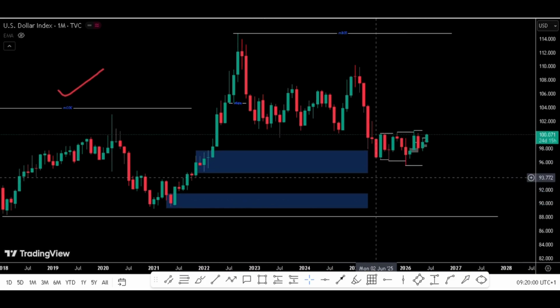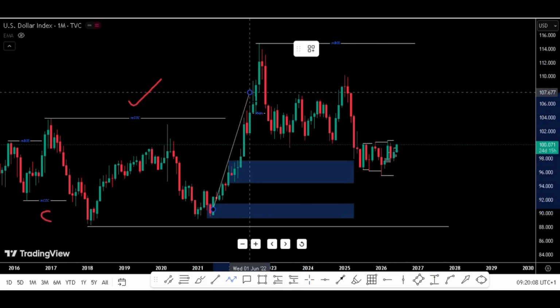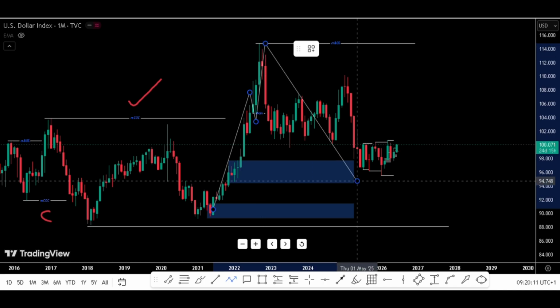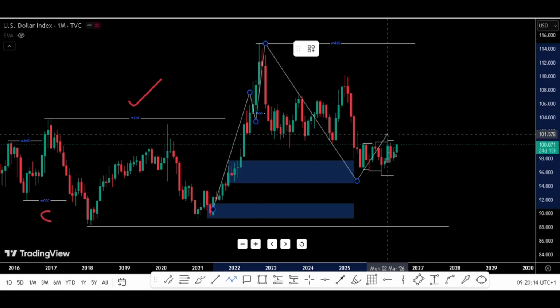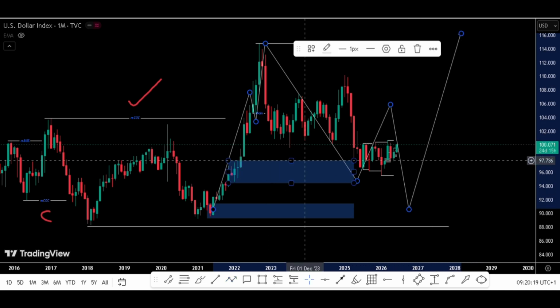So this is a monthly time frame. In the monthly time frame, this is what we are expecting. We want to see something like this and mitigation of this, then continuation. And if it fails, then we are expecting the market to come here and continue. The structure still remains intact.